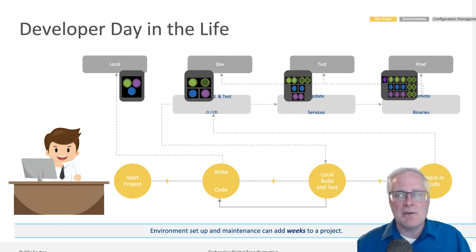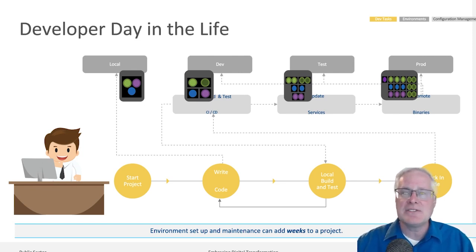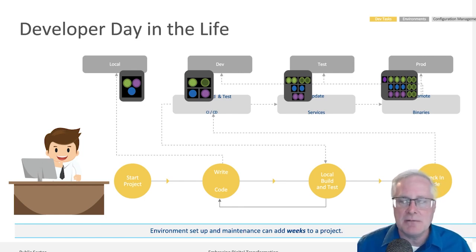When it passes those, it will typically check it into an integration branch where other people on the development team can grab that data, grab that new service that they've developed, and start working against it and using that service and integrating their code in with that first developer's code.